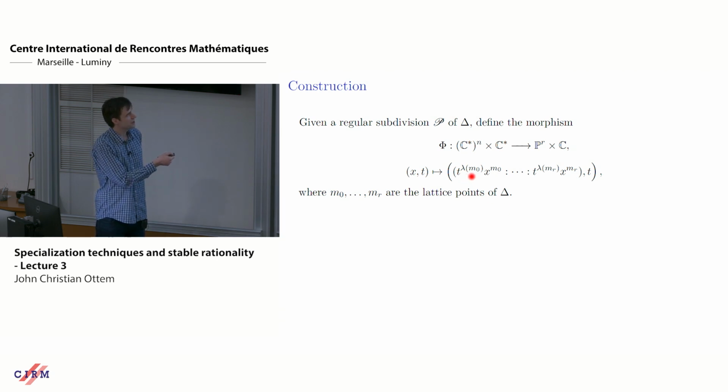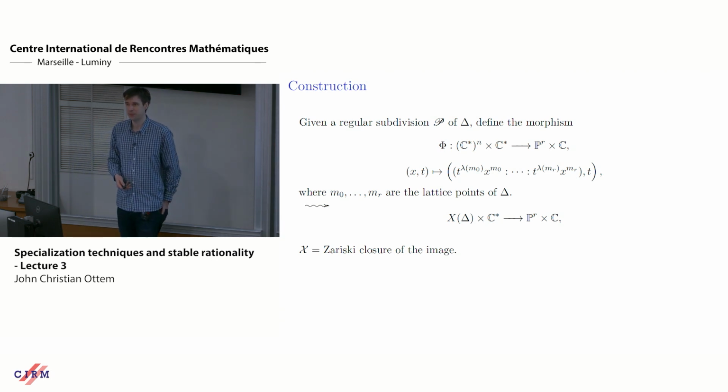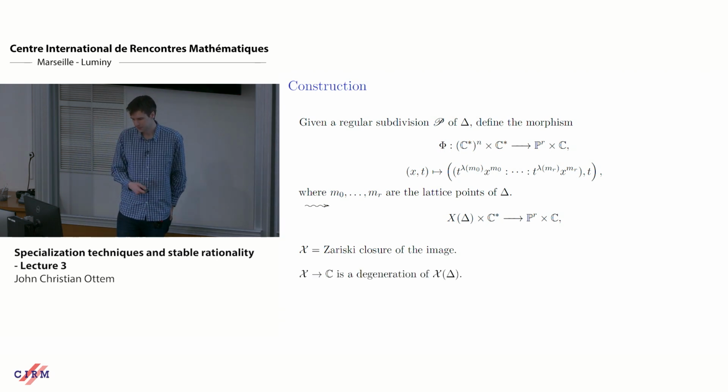Basically, this function that we have, this lambda, tells you how to act by multiplying with t. And one way to define this degeneration is by taking the graph of this C star action on the toric variety. So you can actually just write down in formulas what this degeneration does.